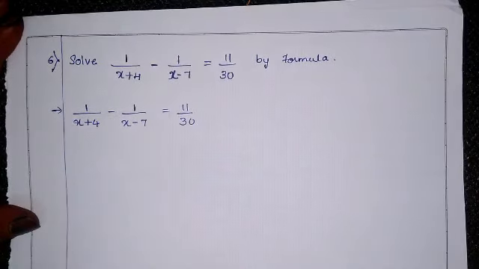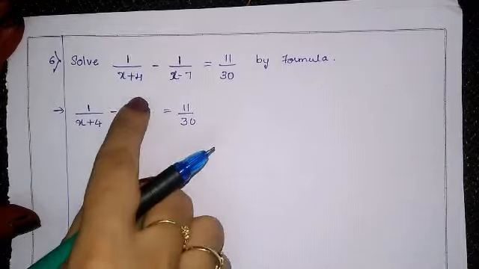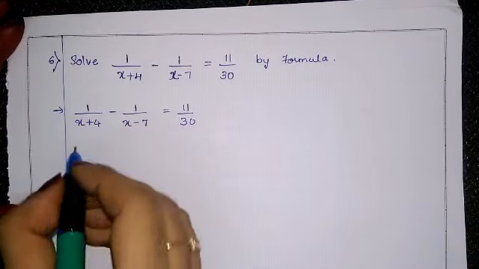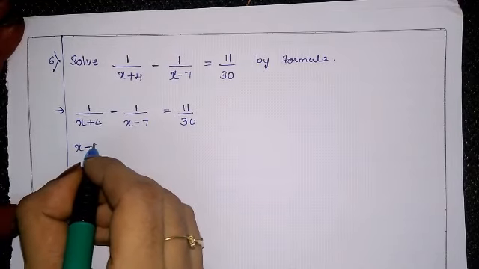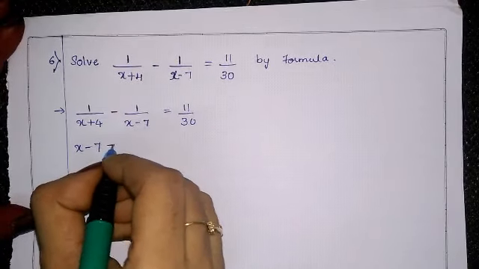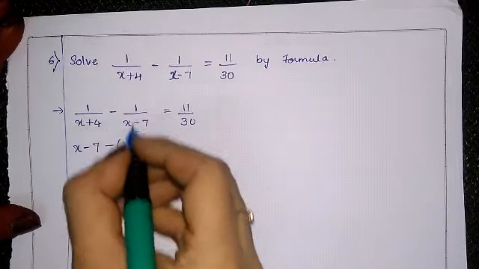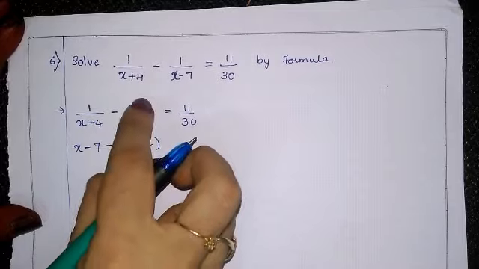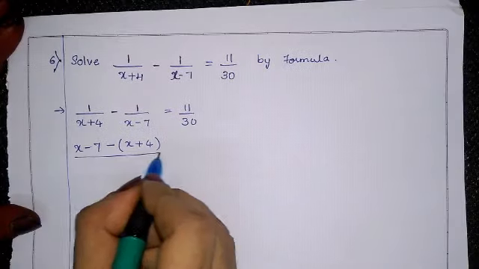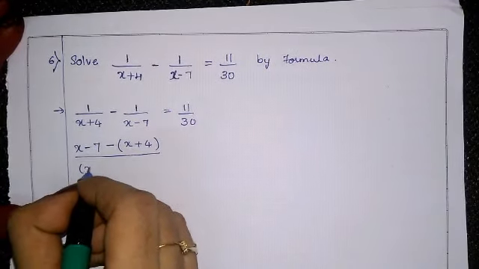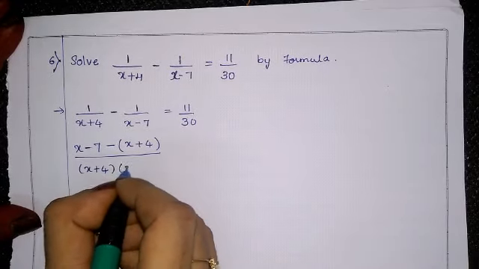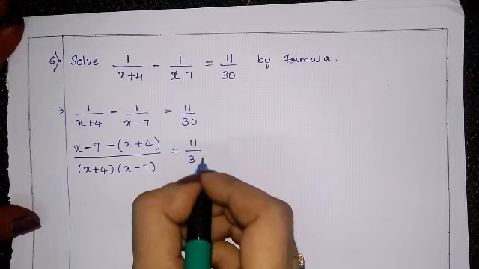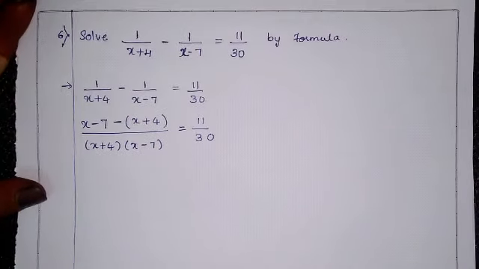So here what we have to do is cross multiply this into this and this into this. x minus 7 into 1 is x minus 7, minus x plus 4 into 1, x plus 4. This into this and this into this we have done, and the denominator we also multiply, x plus 4 into x minus 7, is equal to 11 by 30 as it is. That is the first step.